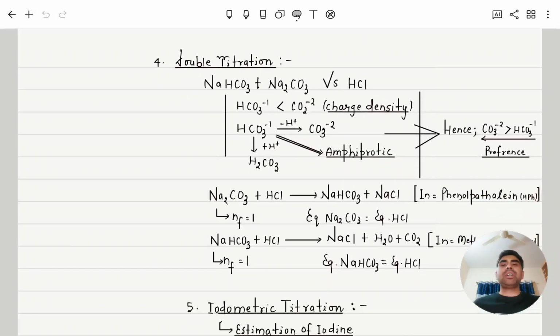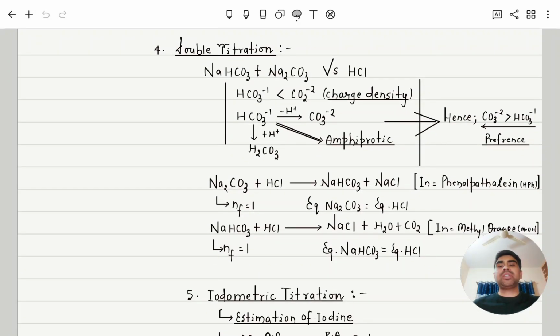Now coming to double titration. In double titration, in the beaker these two substances will be there, and in the burette HCl will be there.